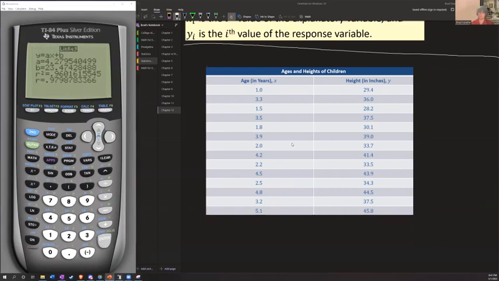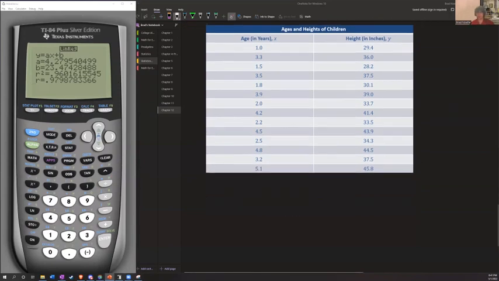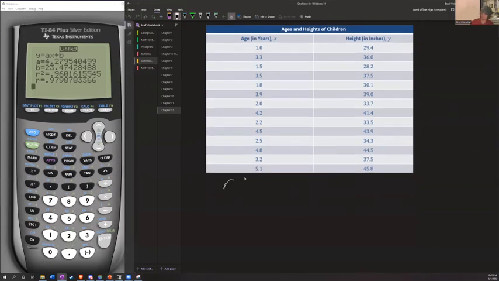So taking a look here, it shows me my R value. R equals 0.9799. Okay. So what do we see? This seems to indicate that there is a strong linear correlation. That is to say, as the age increases, the height increases. Pretty riveting stuff, right? As you get older, you get taller, at least from 1 to 5.